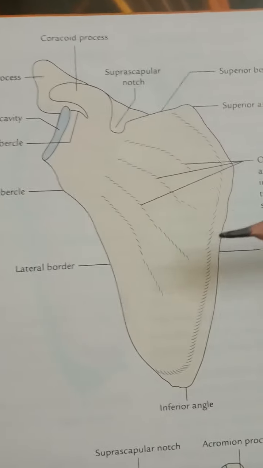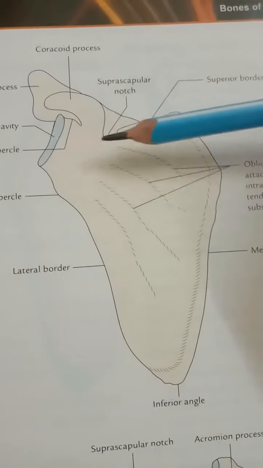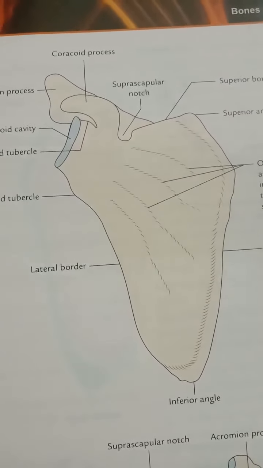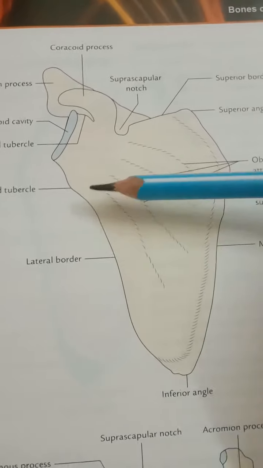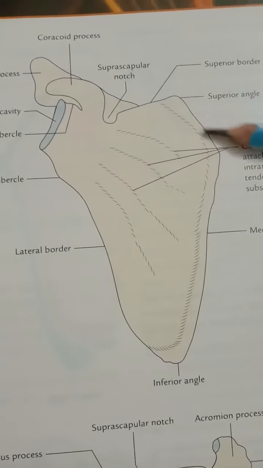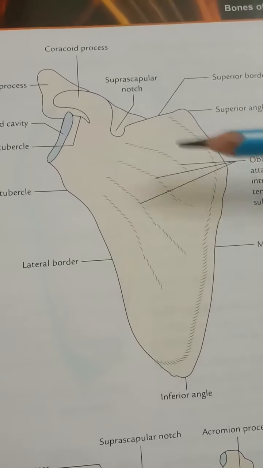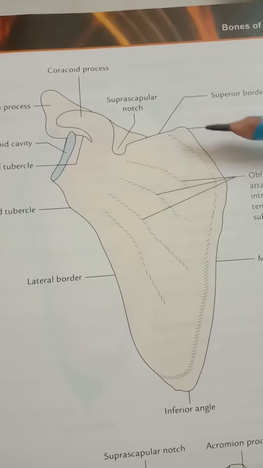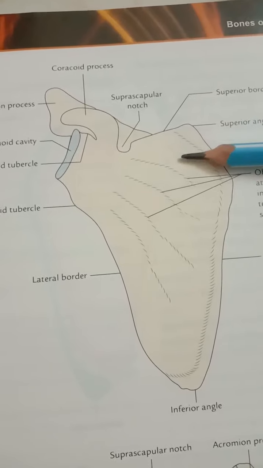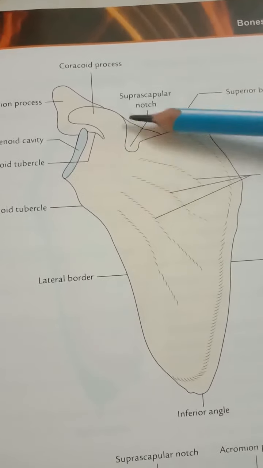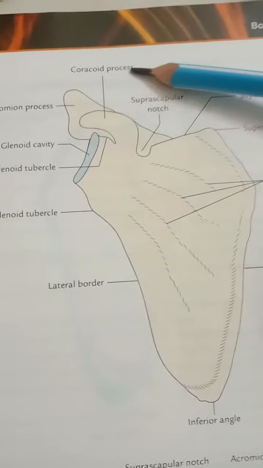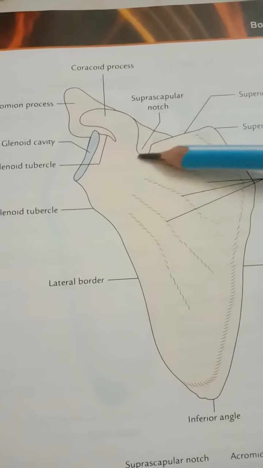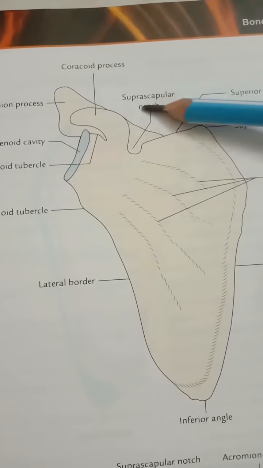Then the borders of the scapula. The scapula has three borders: the superior border, the lateral border and the medial border. This is the lateral border and this is the medial border. The superior border is very thin and short, and lies near the root of the coracoid process. Here the coracoid process presents a notch called the suprascapular notch.